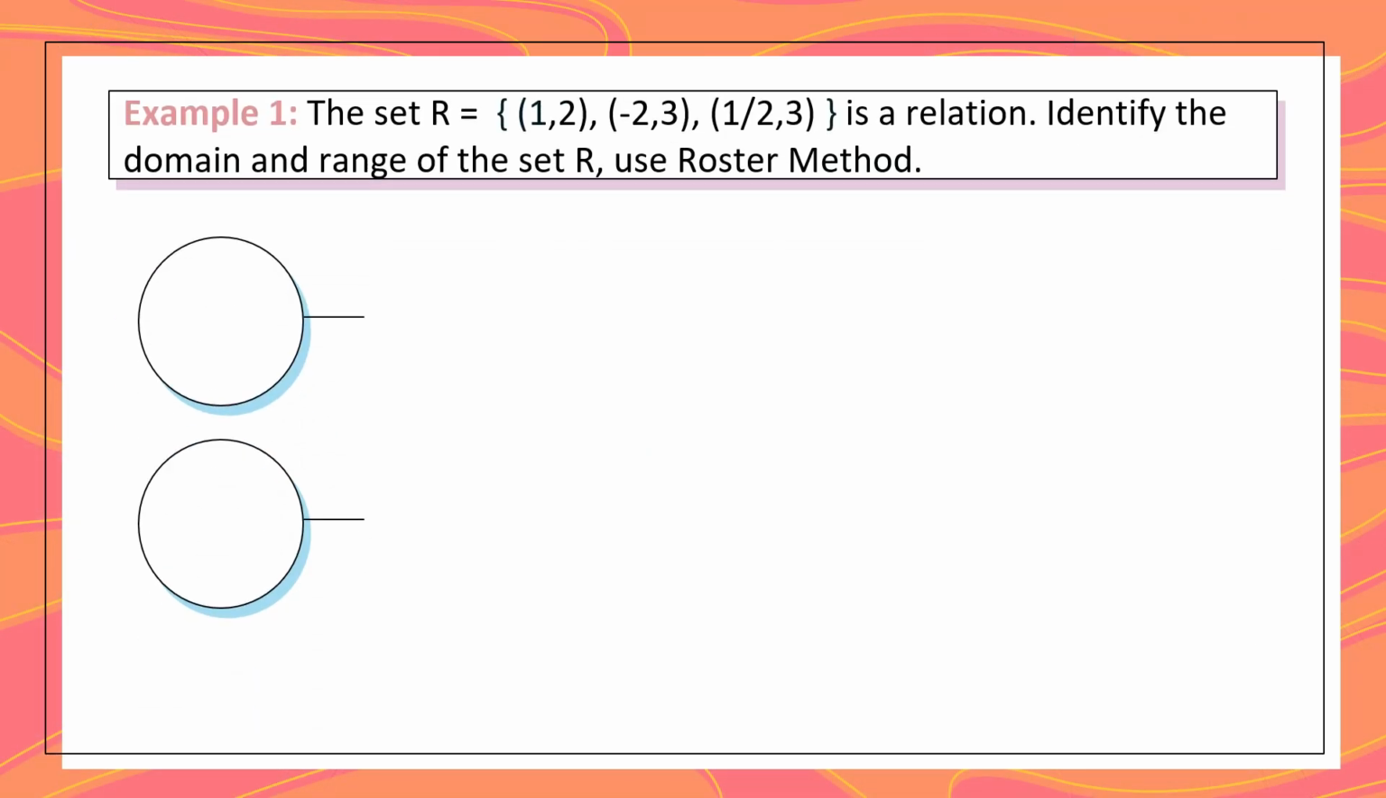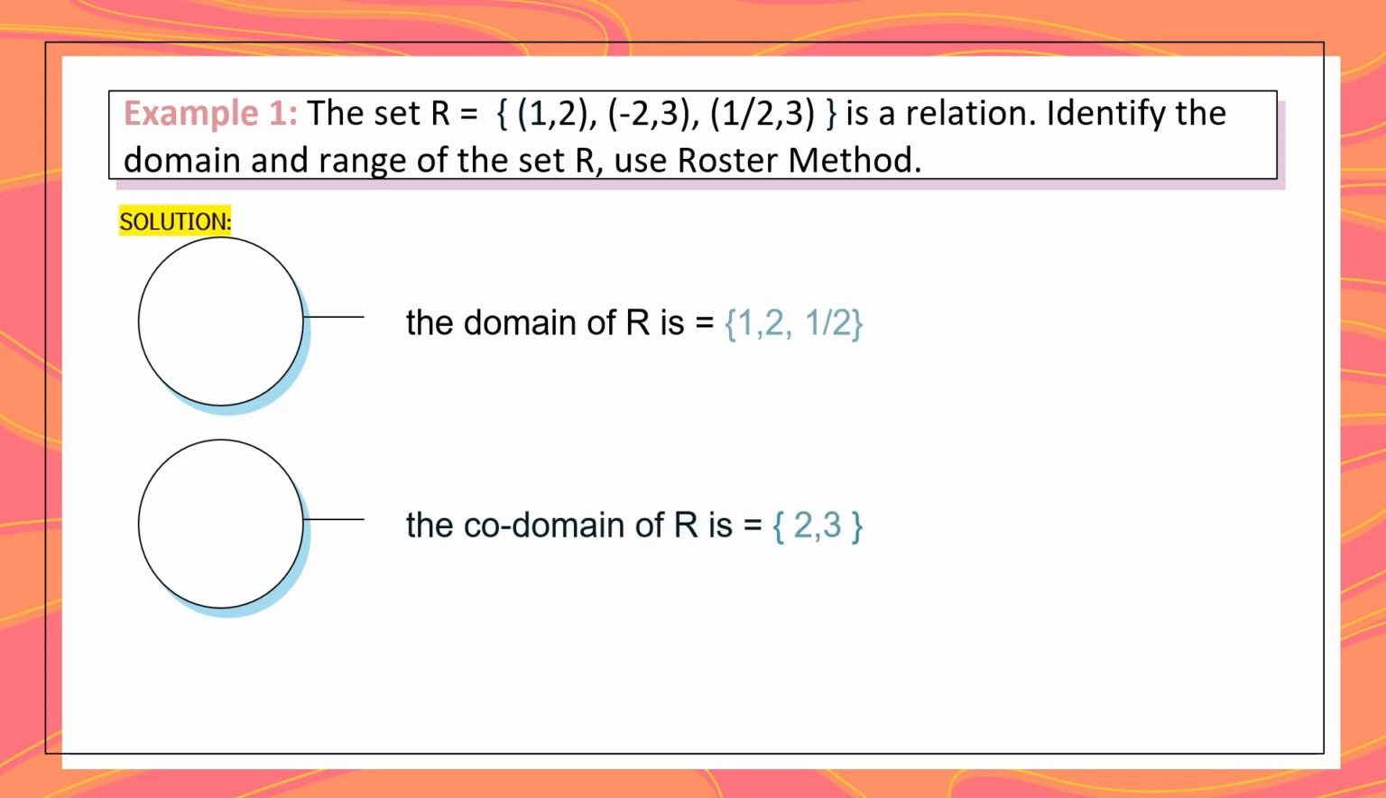Here is example number 1. The set R is equal to the set of (1, 2), (-2, 3), (1/2, 3) is a relation. Identify the domain and range of the set R using the roster method. For the solution, the domain of R is equal to the set {1, -2, 1/2}. And the codomain of R is {2, 3}.